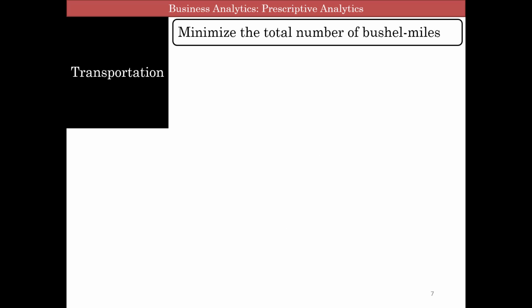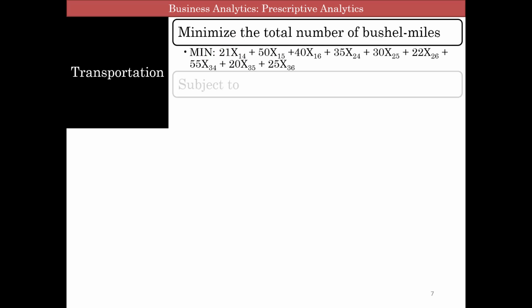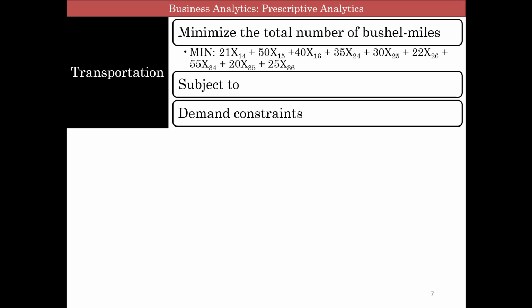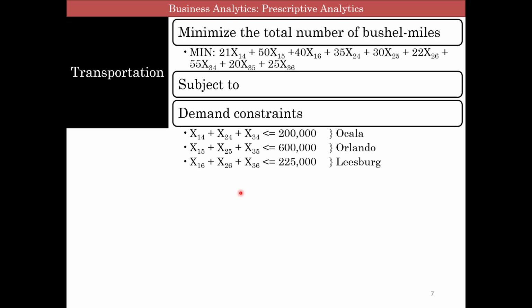And you're going to minimize the total number of bushel miles. So you're basically multiplying the bushel miles times the number of bushels. The miles times the bushels. And it's subject to constraints. So let's look at a demand constraint.